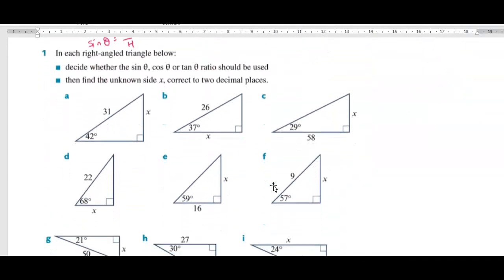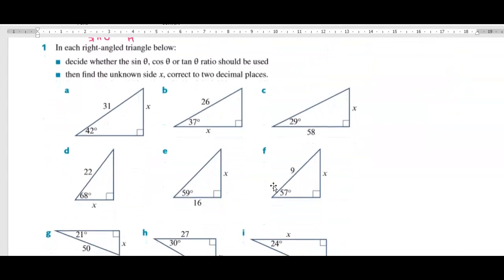Okay. Now let's look at question 1. In each right angle triangle below, we've got to decide whether we're using sine, cos, or tan. Now you're probably wondering why I'm saying sine and not sin. It's because sin, cos, and tan are actually abbreviations of sine, cosine, and tangent. So that's why I say sine, not sin. So you should be saying sine as well. So once we've decided whether we use sine, cos, or tan, we then find the unknown side x, correct to 2 decimal places.